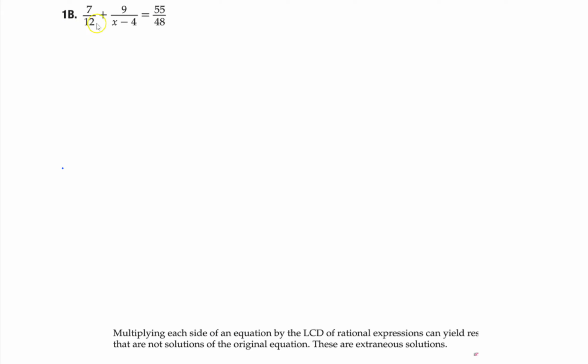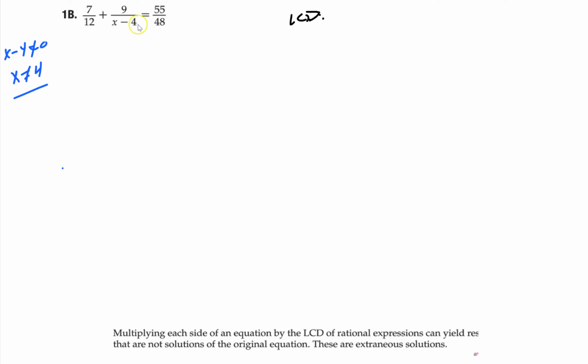Example 2, right? So first we'll start with our restrictions. So right here's the only thing I have to worry about. x minus 4 cannot equal 0, because otherwise we're going to divide by 0. And you get x cannot equal 4. So again, as long as I don't get 4 as my answer, I'm good. And then the next thing I do is find the LCD.